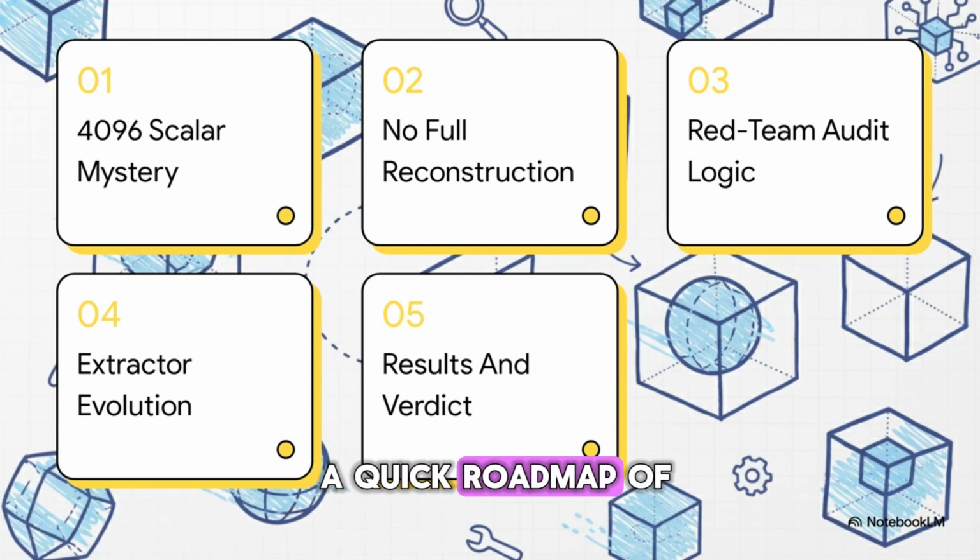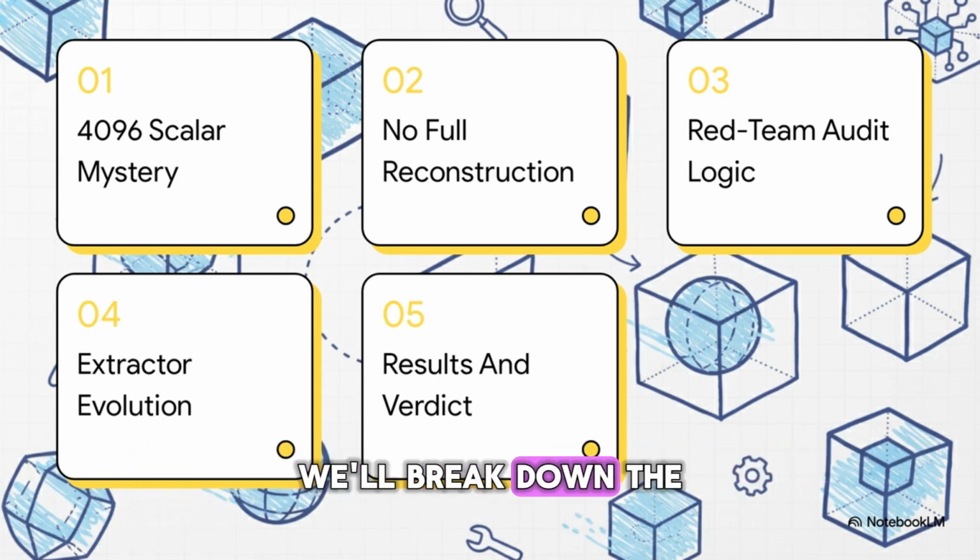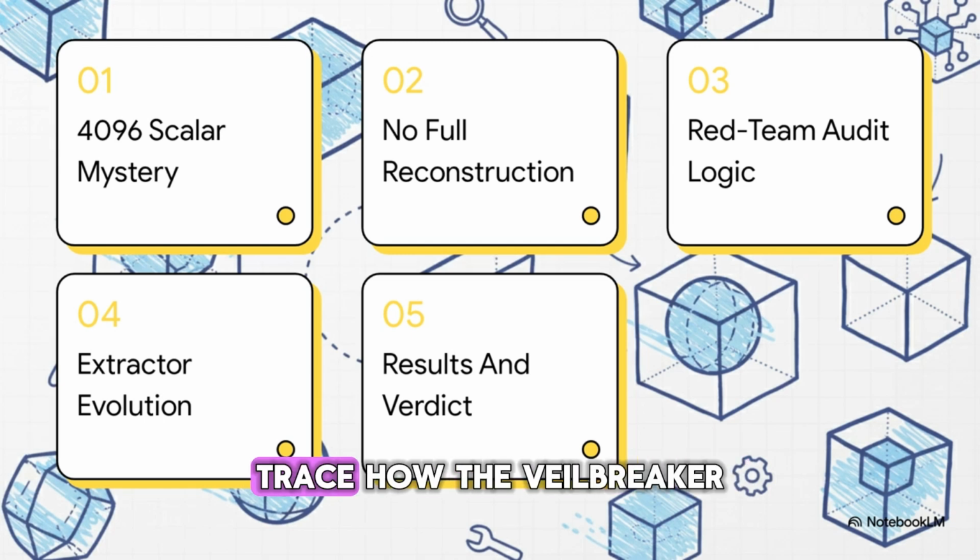Just to give you a quick roadmap of where we're headed, we'll start with the core puzzle, which is the 4096 scalar mystery. Then we'll look at why perfect reconstruction is statistically impossible. After that, we'll break down the actual red team audit logic, trace how the VEILBreaker feature extractor evolved, and wrap up with the final results and verdict.